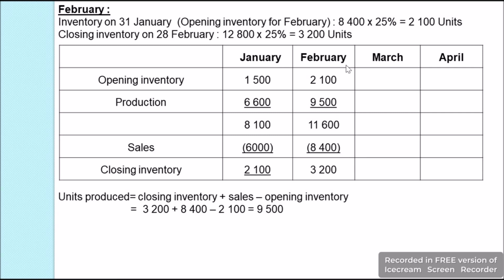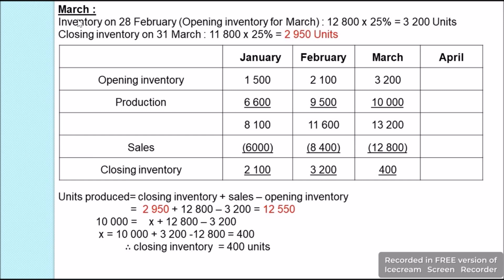Now when we make the production budget for the month of Feb, it will be opening inventory of 2,100 units, and to this we add the production, that is units produced, as 9,500 units. We'll get the total as 11,600 units. From there we subtract the sales of 8,400 units, and we will get the closing inventory of 3,200 units.